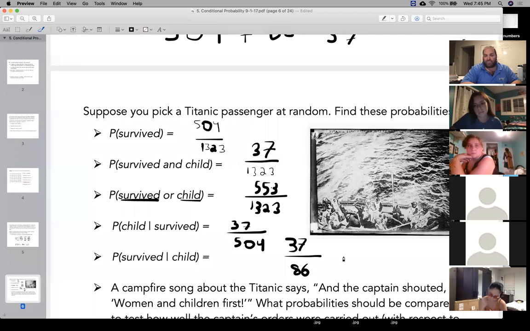So the probability of a child, given that it survived, is 37 over 504. But the probability of surviving, given that it was a child, is 37 over 86.